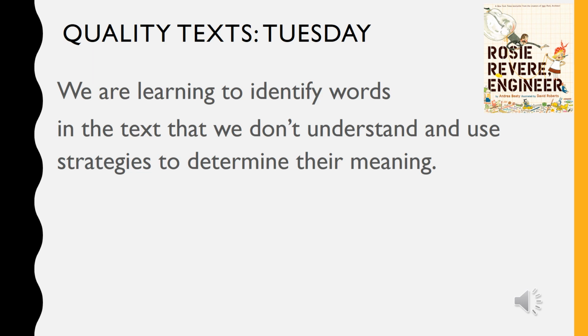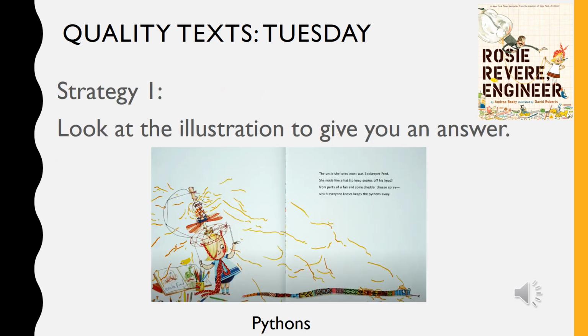Today we are learning to identify words in the text that we don't understand and use strategies to determine their meaning. We're going to have a go at using strategy 1, looking at the illustration to give us an answer to our unknown word. So the first word we're going to have a look at is the word python. And we're going to see if we can use the picture to help us figure out what the word python might be.